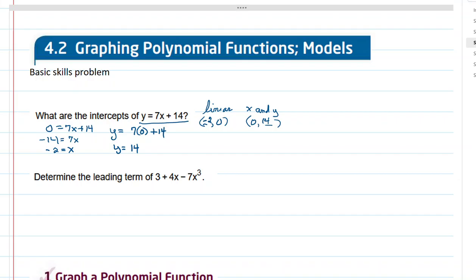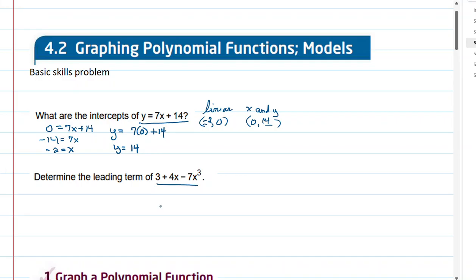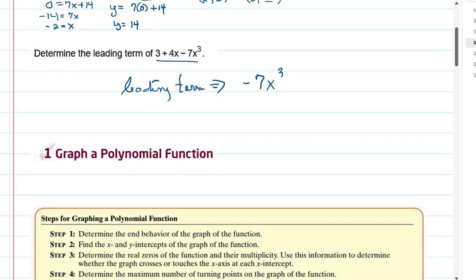Determine the leading coefficient. I'm sorry, the leading term of this expression. What is it? Seven x to the third. The leading term, the whole thing. Okay, that's what we just did.